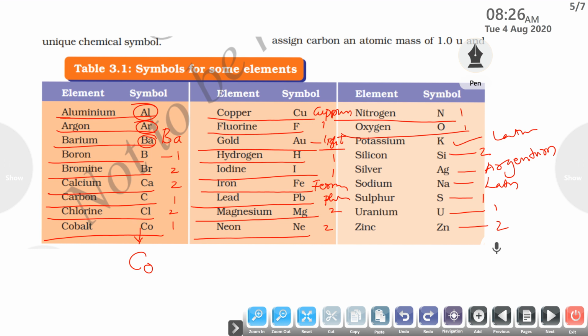Just focus and identify how they are choosing these symbols. Either by single letter, double letter, Latin language, or unique.